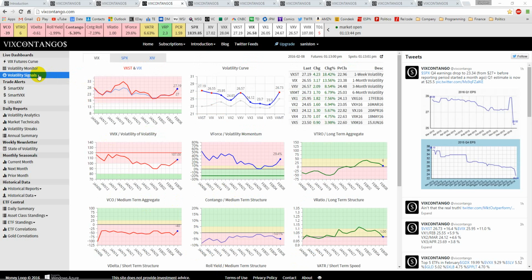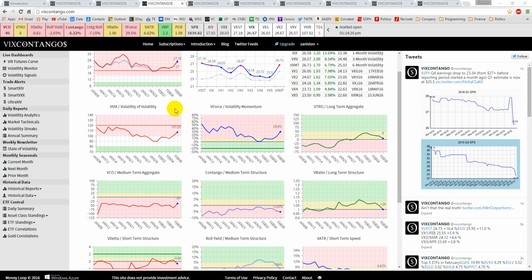The next dashboard is the volatility signals dashboard. This contains 20-day charts of the main volatility indicators. So first we get to see the VXST and the VIX. The VXST is the red line, the VIX is the blue line. You get to see the volatility curve, a small portion of the volatility curve, and a little nugget of information here that shows you what was displayed on a volatility curve. So the VXST, the VIX, VXV, VXMT, and the VX1 to VX5 futures.